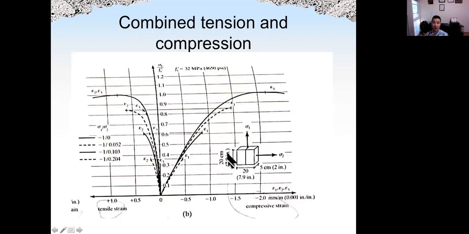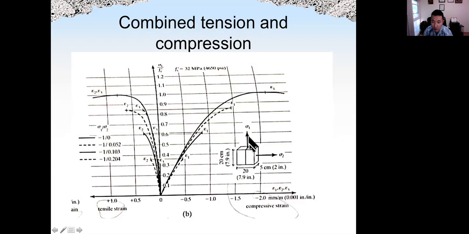This case is showing us combined tension and compression. All right. Okay. So sigma 1 is compression. Okay. So I think there's an error shown in this figure. So the arrow should be facing down for sigma 1. Okay. Because sigma 1 is compression. Sigma 2 is tension. Okay. So the arrow direction is to the right.